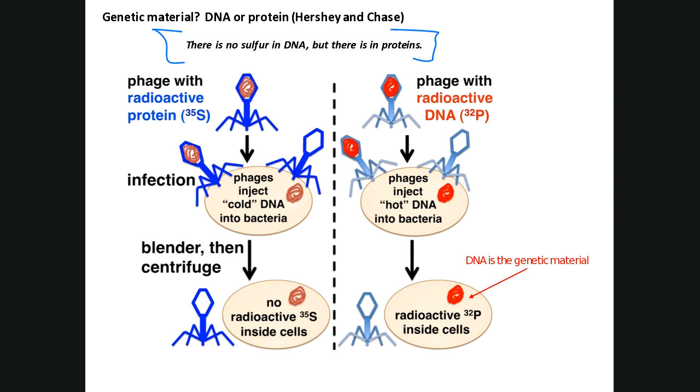Well, they were smart enough to say, if it's not the protein, reject that hypothesis. Is it nucleic acid? So let's take nucleic acid and let's make the phosphorus radioactive. We know there's a lot of phosphates in DNA. That was the part that connected the sugars together.